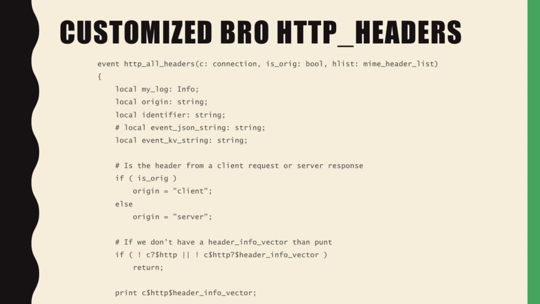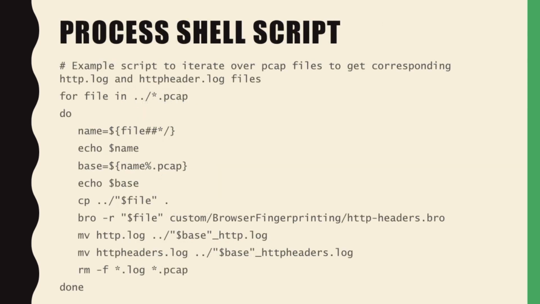So this is what the customized Bro HTTP header script looks like. Like I said, really the only thing I'm doing here is putting out the HTTP headers function from Bro. What that is, if you're not familiar, by the way, is just a serial string of all of the headers together. So it's got the user agent, the URI, all of the HTTP headers in one single string, which is convenient for this.